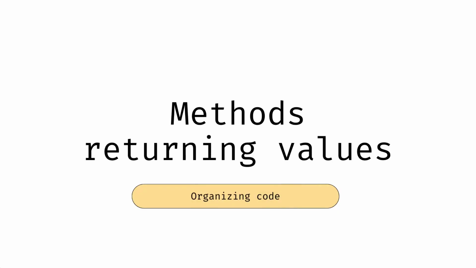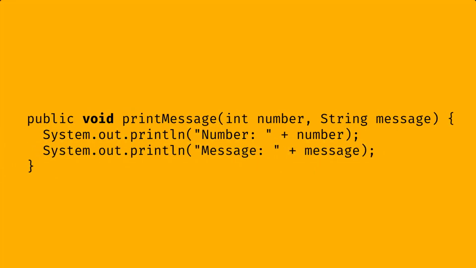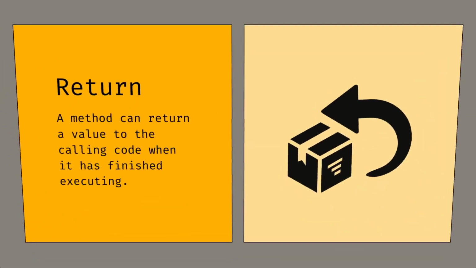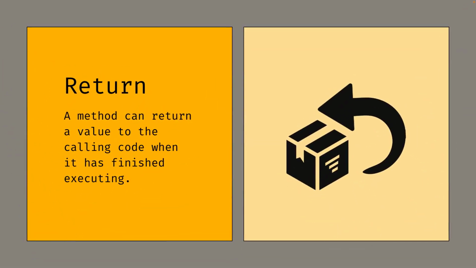Let's talk about returning values. So far, our methods have not been returning anything. This was indicated by the void keyword. In Java, a method can return a value to the calling code when it has finished executing. This is called returning.